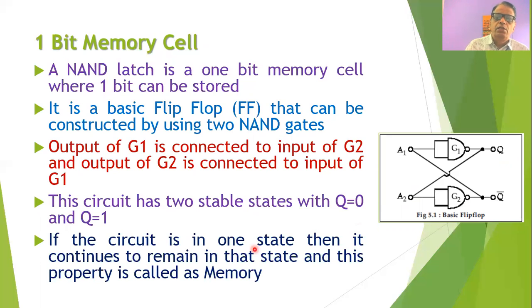Now, this circuit has two states, and both the states of this circuit are stable states. That is, when this circuit is in one state, then it will continue to remain in that state only, and it will not change the state on its own. And this property of this circuit is called memory, and therefore we can say that this circuit is a 1-bit memory cell.